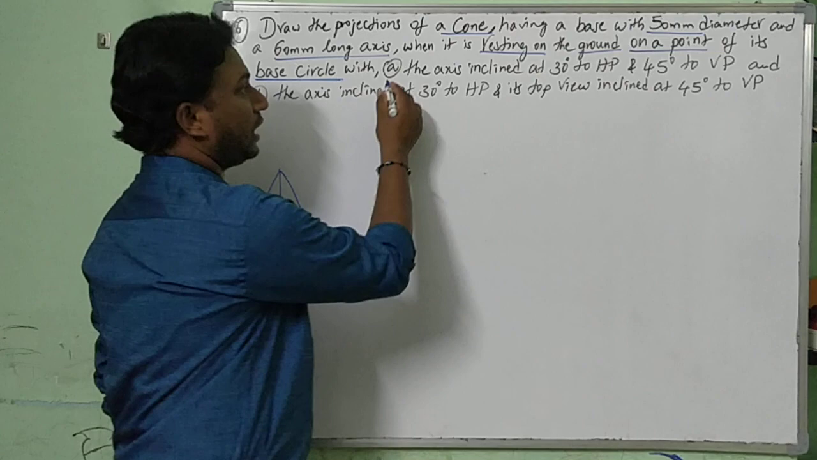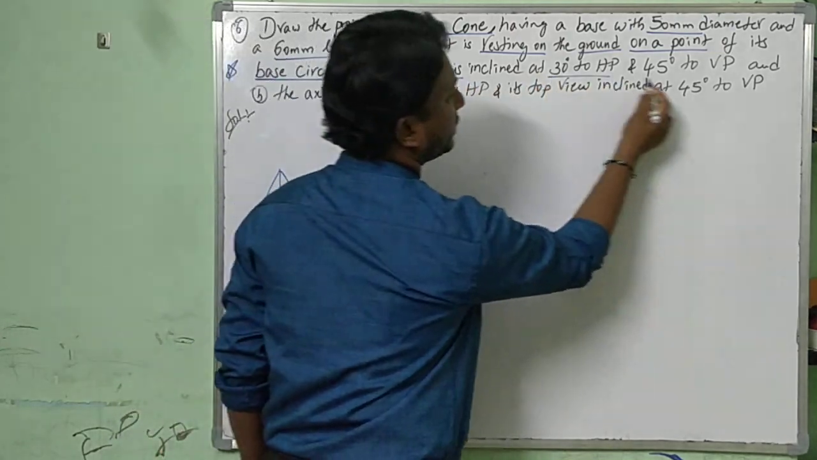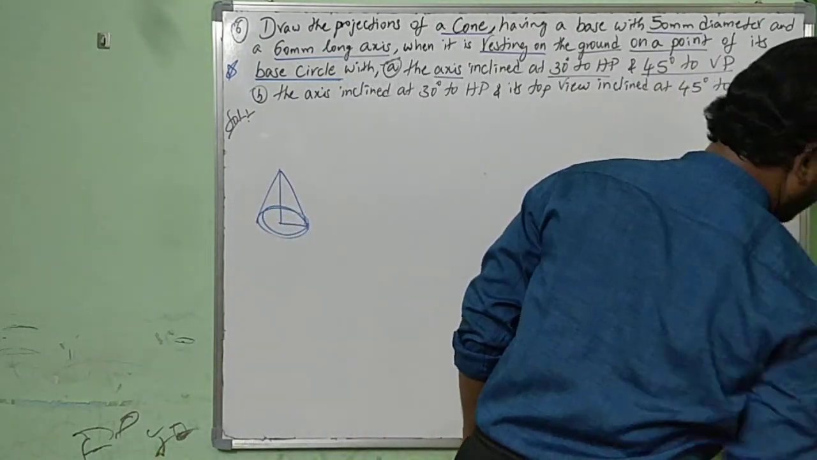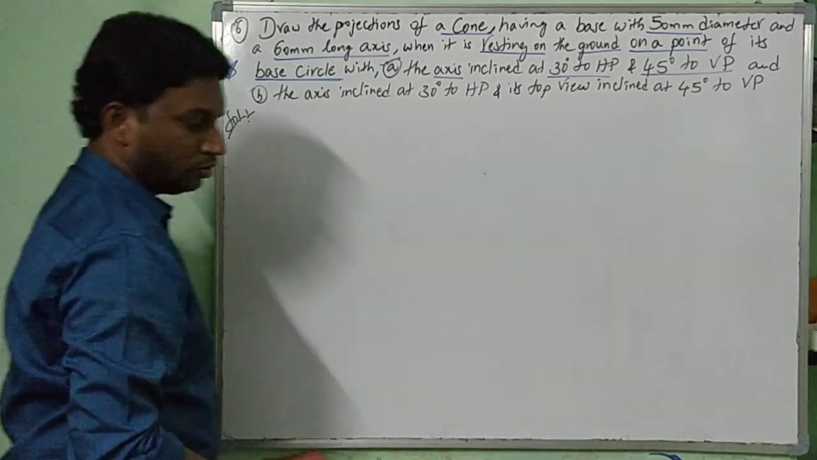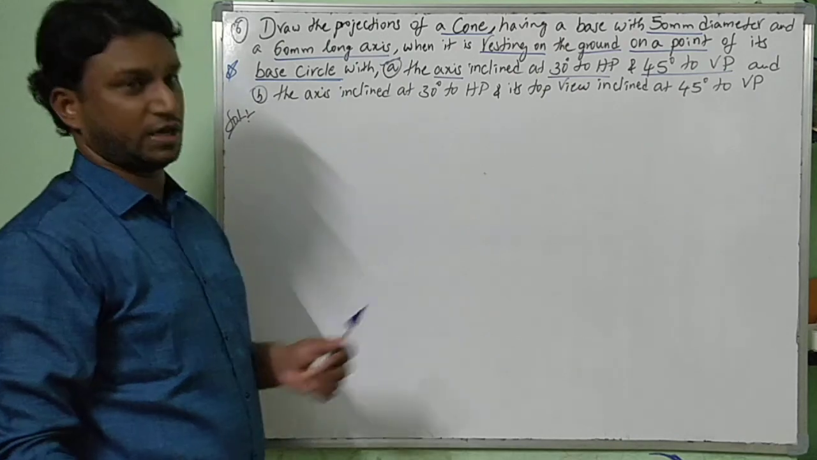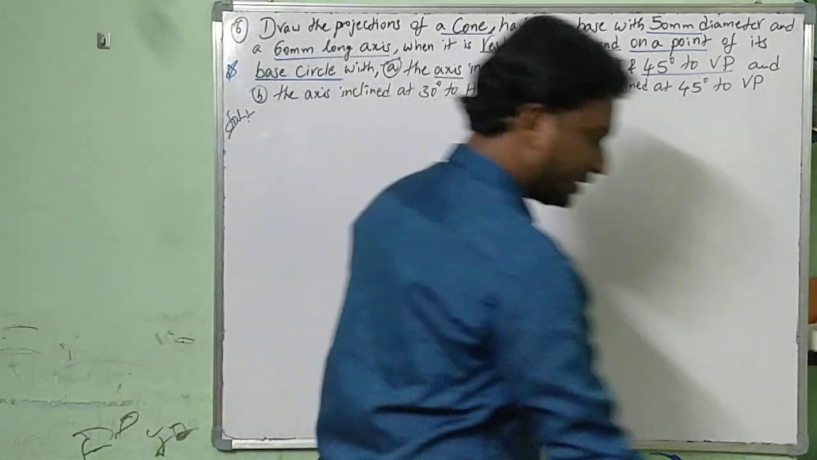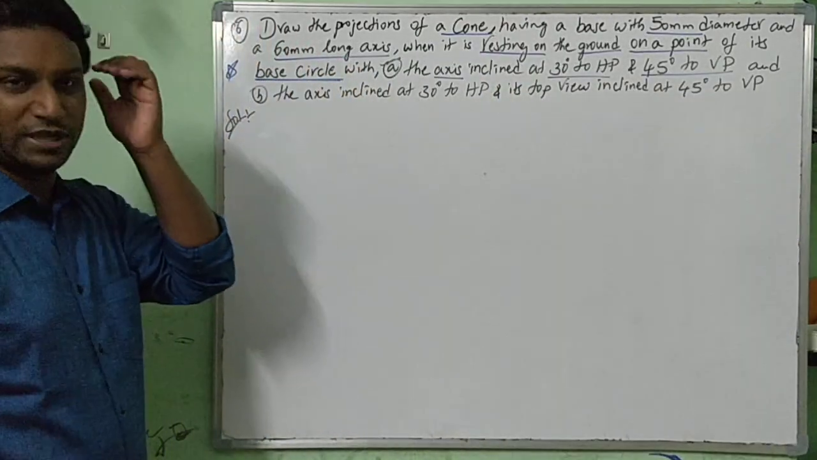Now, coming to this A question. Axis inclined at 30 degrees to HP and 45 degrees to VP. Axis inclined to both the planes. Now we'll solve the A question first. It's not like a 3-stage problem that you solved previously, but it's a 4-stage problem. I will explain it to you.